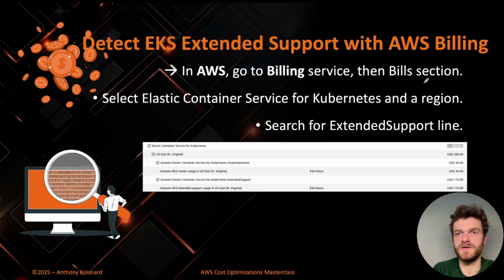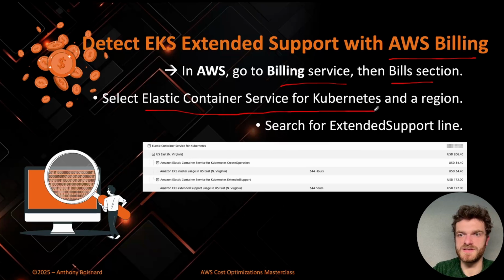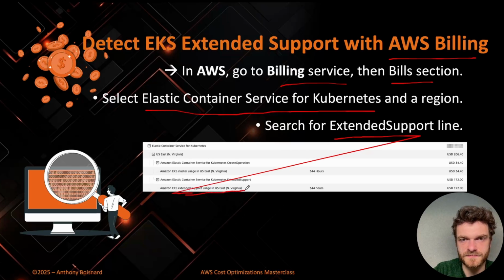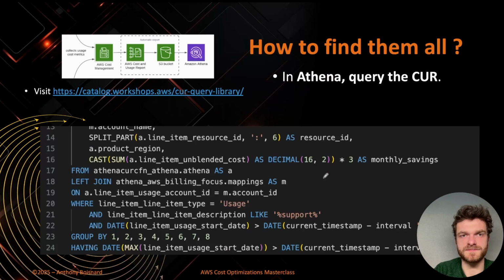To detect them, you can simply use AWS billing. If you go to the billing service, bills section, select Elastic Container Service for Kubernetes, and then the region, and look for the extended support line. If you see this line here, with a number of hours and a price, you know you are paying for the extended support.